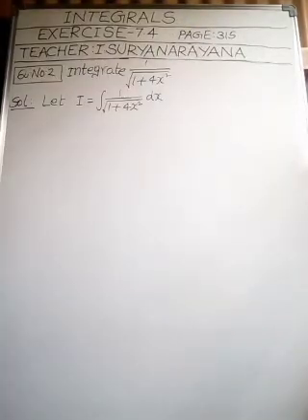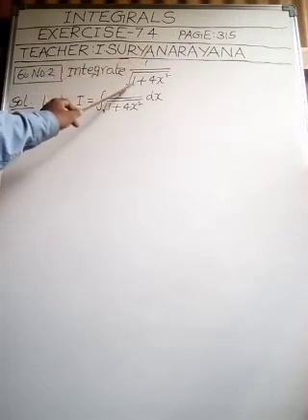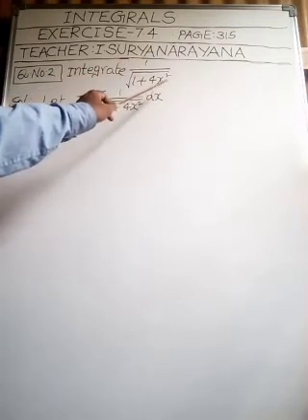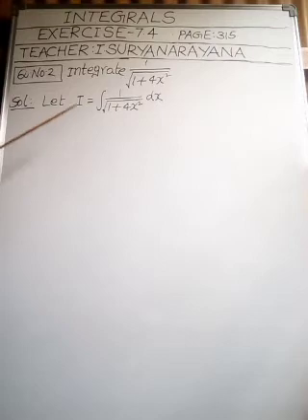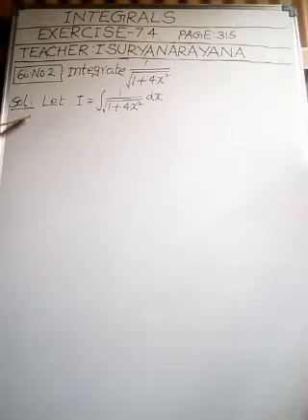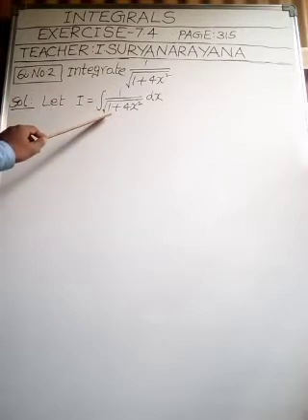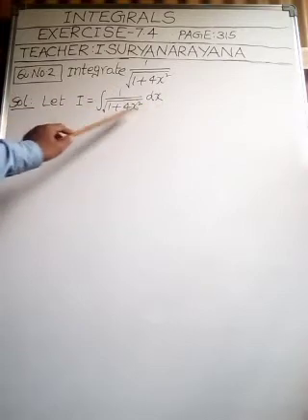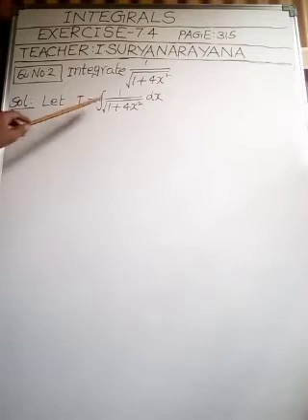Right. Now come to the next question, that is question number 2 in this exercise. Integrate 1 by root of 1 plus 4x square. Understood this question, my children? We have to find the integral of this function. Right, come to the solution part. Let us assume that capital letter I is equal to integral 1 by square root of 1 plus 4x square dx. Understood this first step.